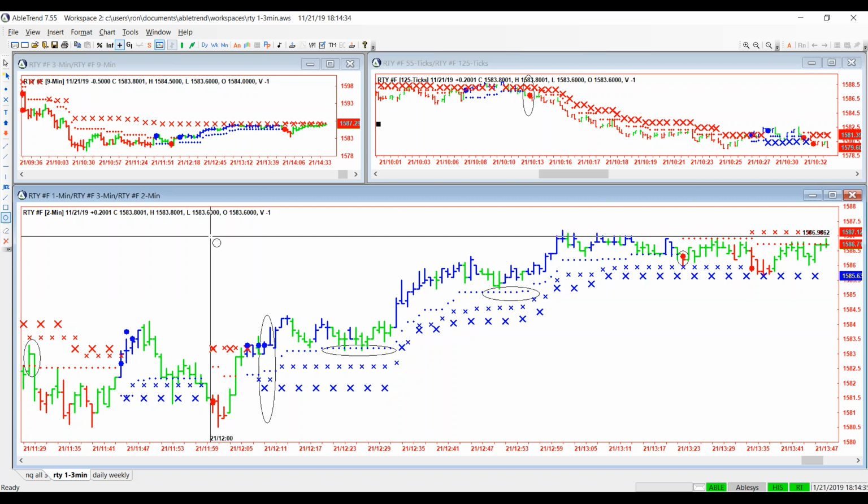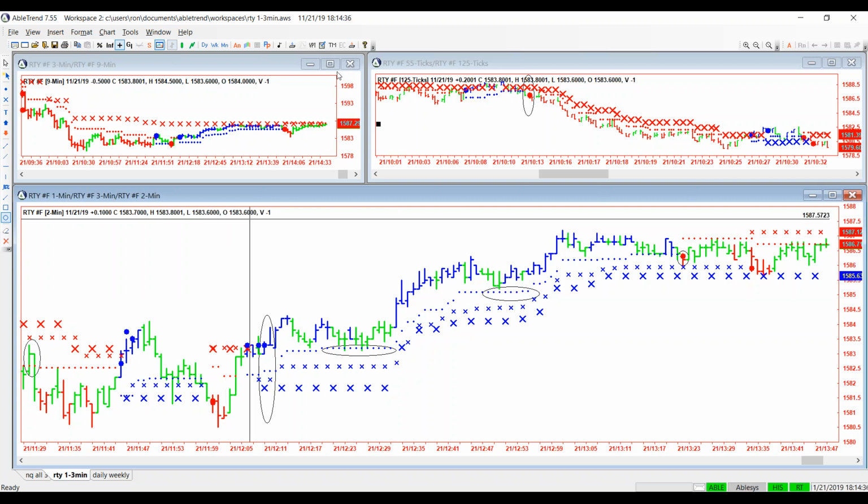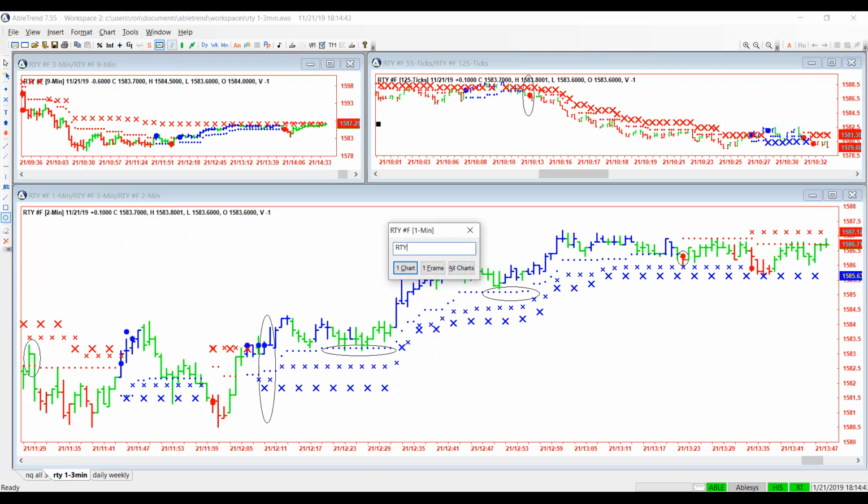Jason, to change the chart, all you do is you start typing on the keyboard like this. RTY, like Z9, if that's the symbol you're using. And as I was typing, this box popped up. With your mouse, click one frame if you just want this one chart to change. If you want all 3 charts in the workspace, like I use, click all charts, and then all 3 charts will change.